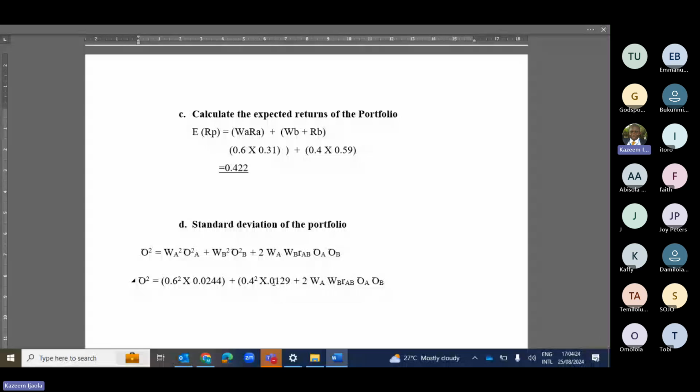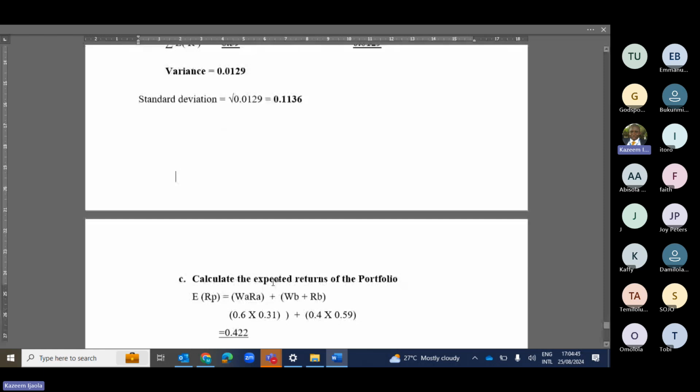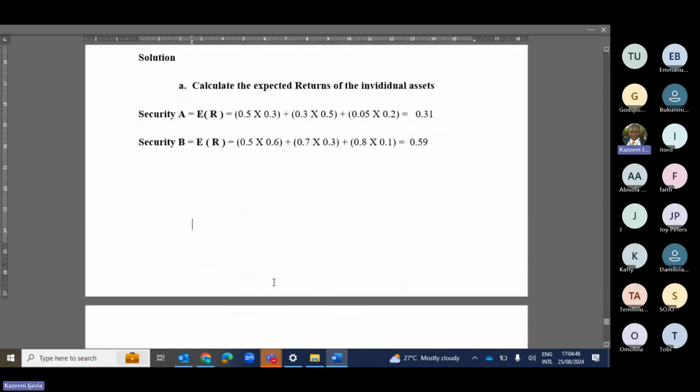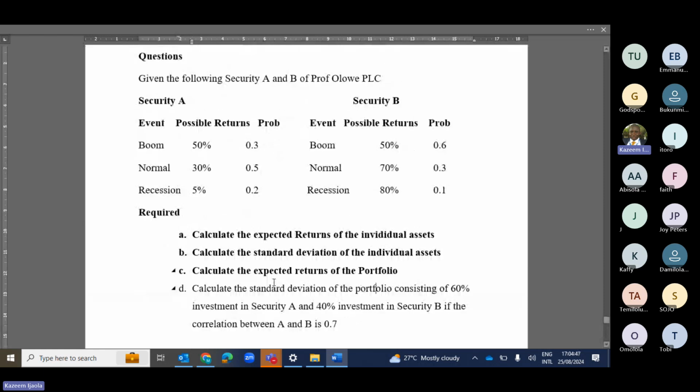Okay, like this. Then 2 multiplied by the weight of A, where the weight of A is 0.6 and the weight of B is 0.4. Then we now have R, our coefficient they've given us already in the question. They said that the correlation between A and B is 0.7, so this is your R. This correlation between A and B, 0.7, is your RAB.